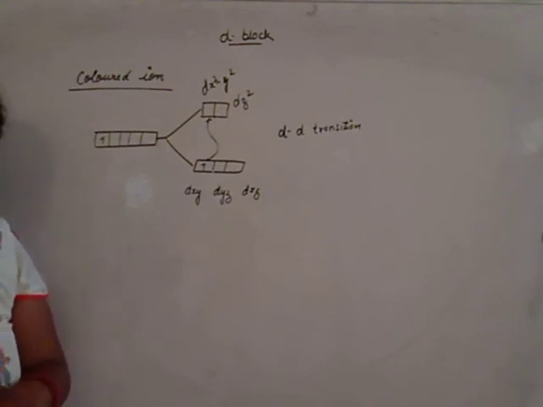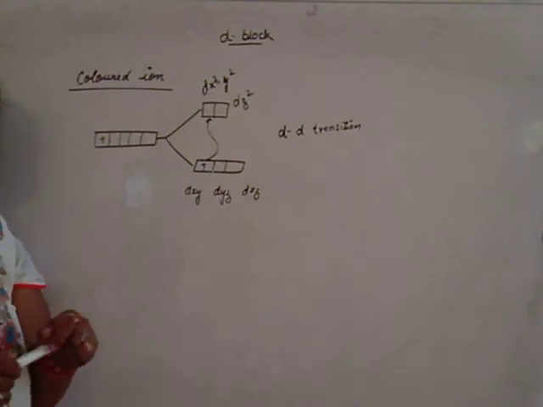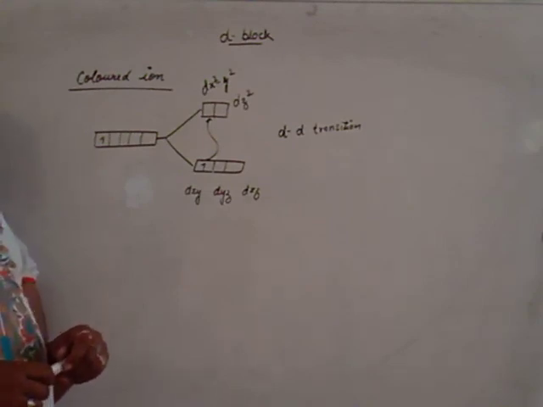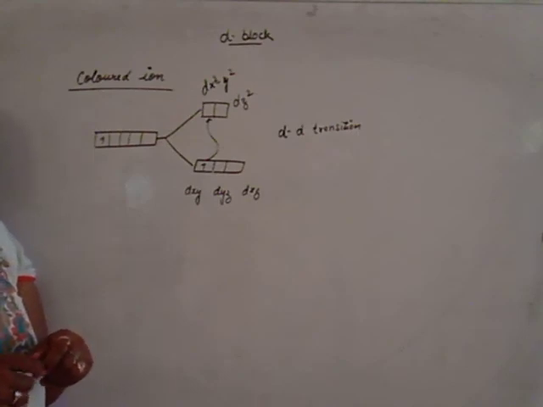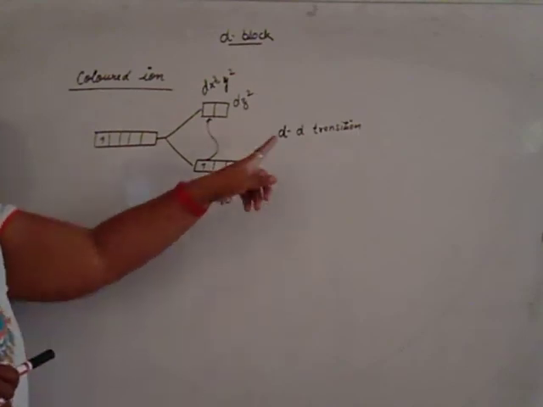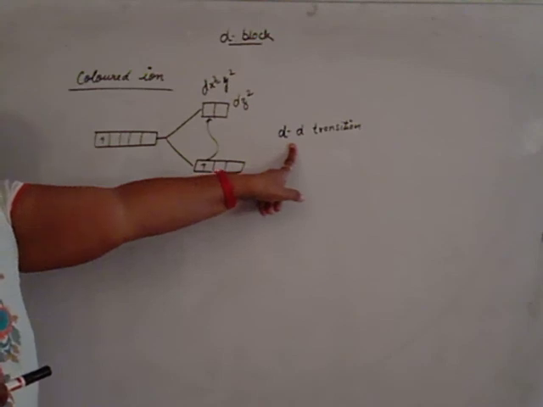Beta, zinc +2 is grey in color. Cadmium +2 is yellow in color. All d block elements produce colored ions due to the presence of d-d transition.